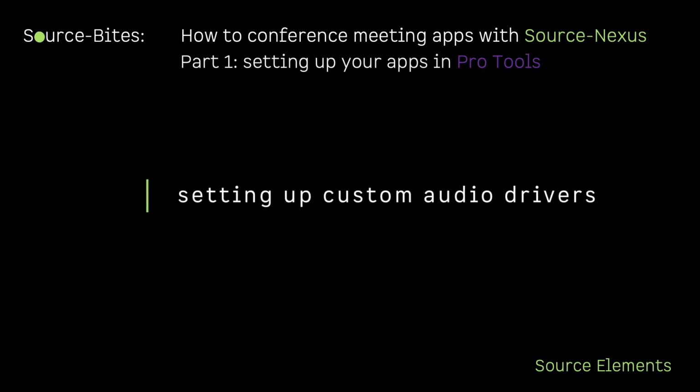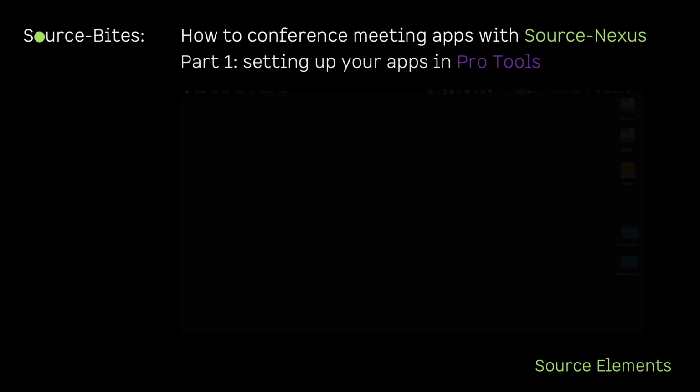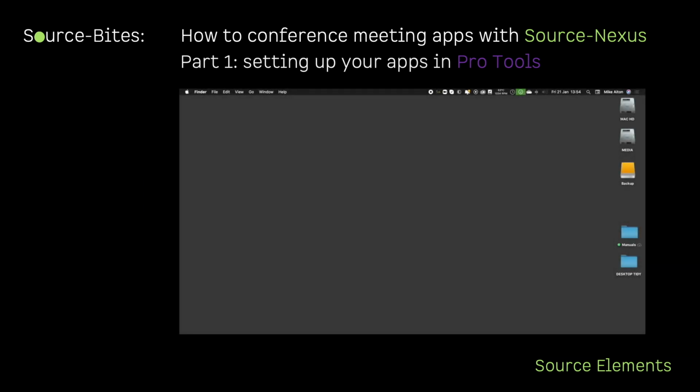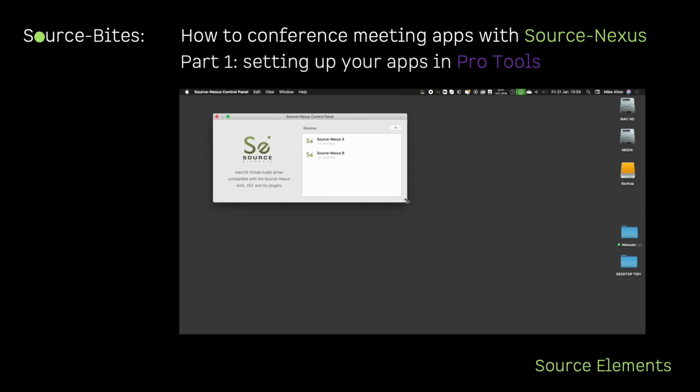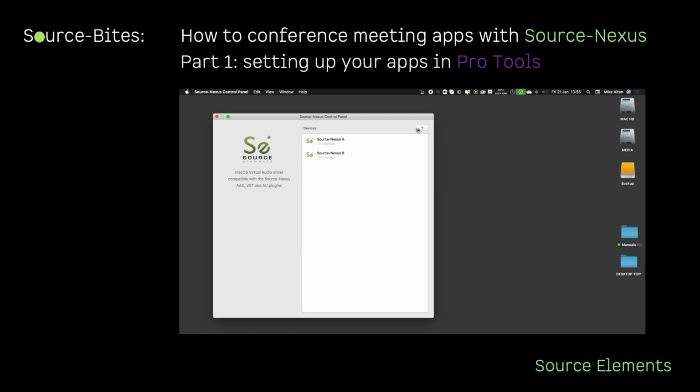Setting up custom audio drivers. Firstly, we need to create custom audio input and output devices within the Source-Nexus world for each of our apps. Launch Source-Nexus control panel, or, if already running it, select it from your Mac menu bar. Click the plus button on the top right of Source-Nexus control panel to create a new device driver.